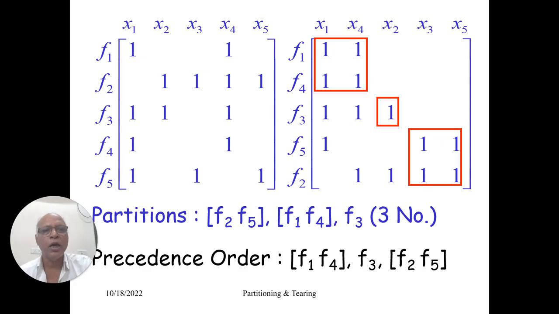The order is, first of all, you solve this partition followed by this partition, then only you will be able to solve the last partition. So the order in which they are going to be solved is what is known as precedence order. Now, in the case of a few number of equations, it may be possible for us to do this manually.